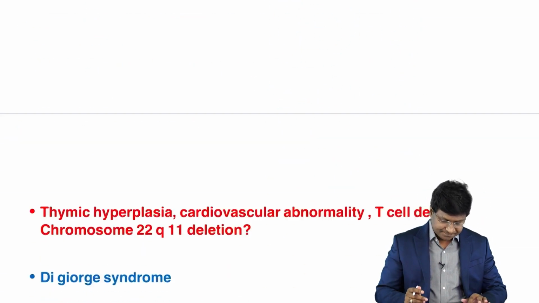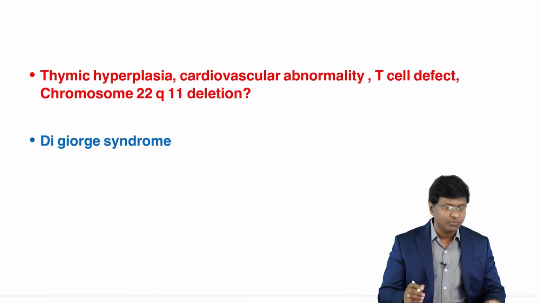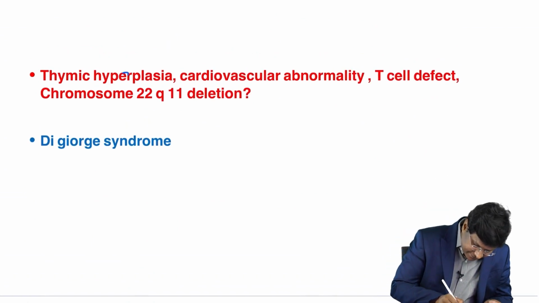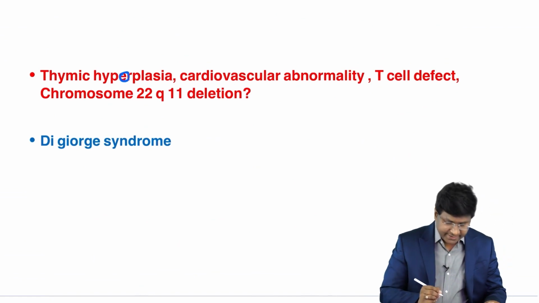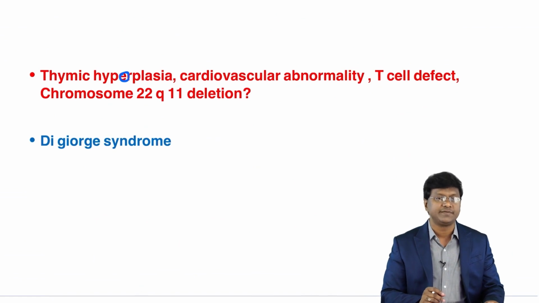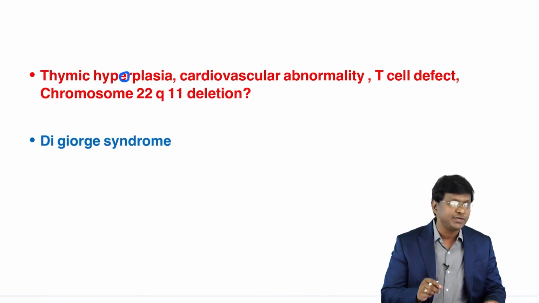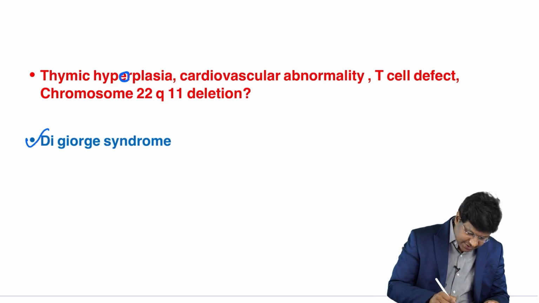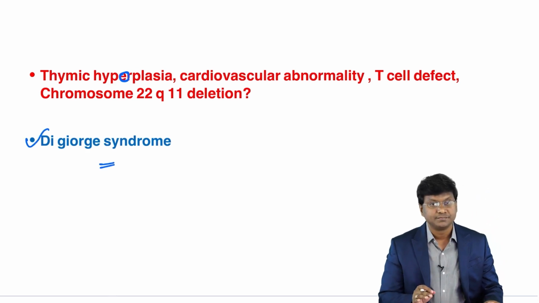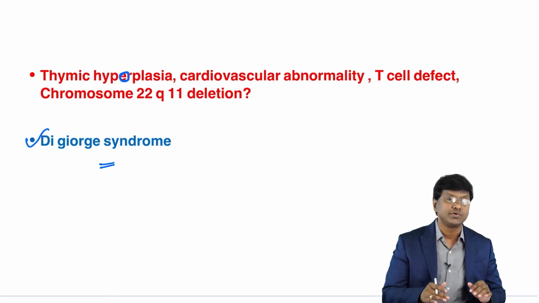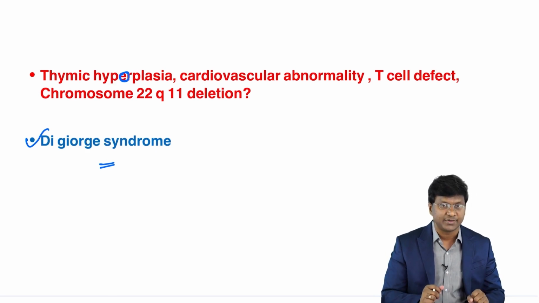Okay, next. Right, so there was one more question like this. The patient is having thymic hypoplasia, then cardiovascular abnormalities, T cell defect, chromosome 22q11 deletion. And the answer in this question is DiGeorge syndrome. Now, what are the components of DiGeorge syndrome? Let me tell you, this is also one of the causes of hypoparathyroidism.